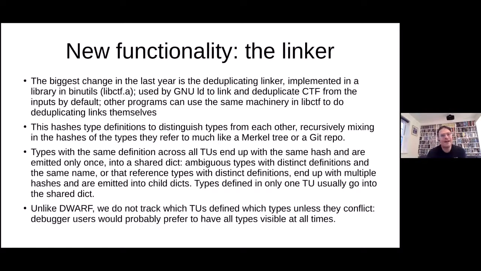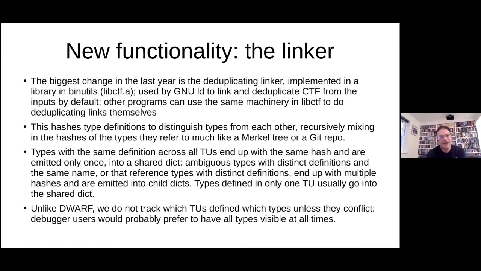So what have we done in the last year? The linker has turned from a fairly terrible non-deduplicating linker that just added things and didn't try to eliminate types into a linker that does deduplicate types, which is something DWARF never quite got working. It hashes type definitions together to distinguish them from each other and mixes in types they refer to. Types with the same definition always end up with the same hash no matter what translation unit they're in, and get emitted once. Types with distinct definitions will also end up in a shared dictionary unless they're ambiguous, in which case they go into a child.